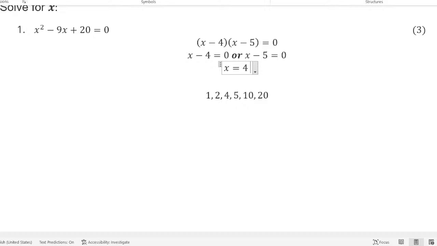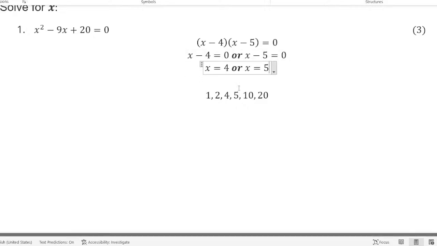Then the second solution, or x is equal to, can you guess? So x is going to be equal to positive 5. We're transposing, we're taking 5 from the left hand side to the right hand side. So we have these two possible solutions. So it's either x is equal to 4 or x is equal to positive 5. Perfect. Now let's move to the next question.